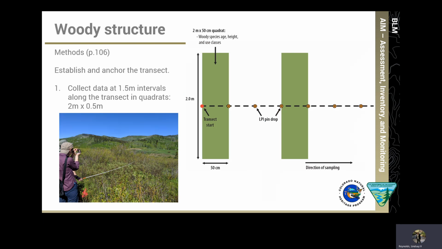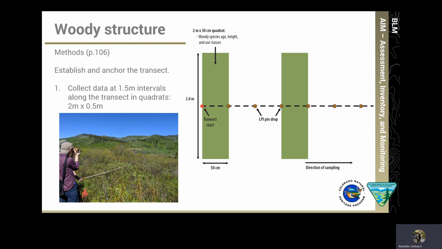You can follow along with these methods on page 106 of the draft monitoring protocol. The first step is to establish and anchor the transect. In most cases, the transect will already be in place from having conducted LPI and vegetation heights earlier in the sampling process. And so on those same transects, Woody Structure is collected in a second pass of the transect.